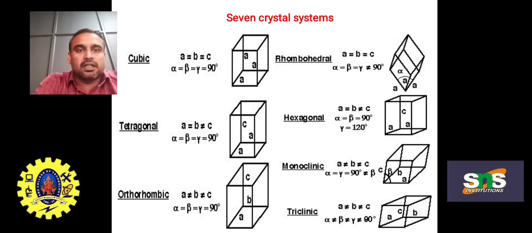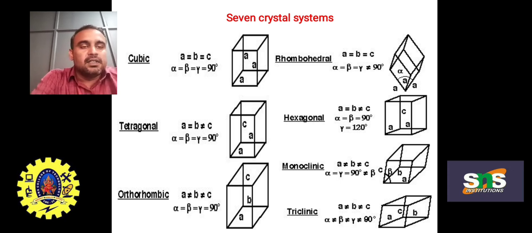The next one is tetragonal. In tetragonal, the axial lengths a and b are equal but not equal to c, and alpha, beta, gamma are equal to 90 degrees. That is called tetragonal. Then orthorhombic: a not equal to b not equal to c, and the interaxial angles alpha equal to beta equal to gamma equal to 90 degrees. Then the next system, rhombohedral: the axial lengths are all equal, and the interaxial angles are also all equal but not equal to 90 degrees. That is called the rhombohedral structure.